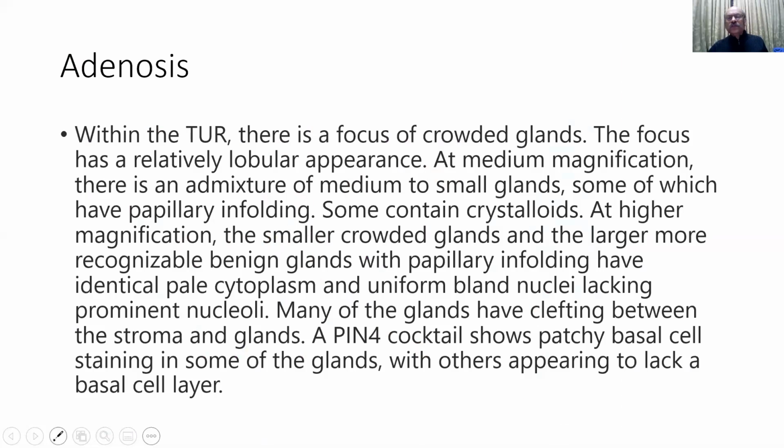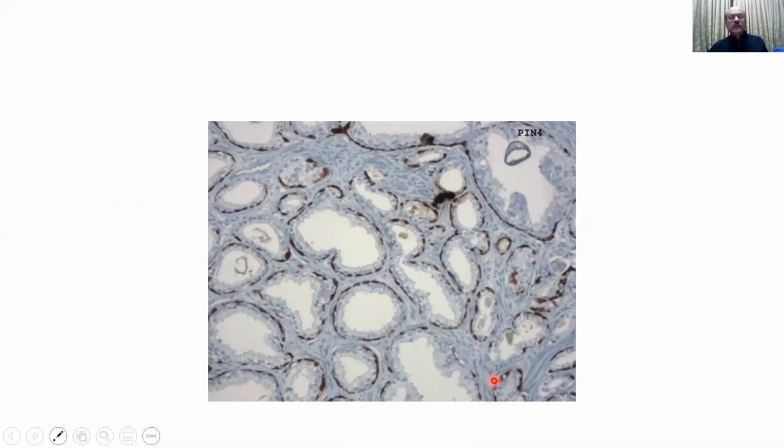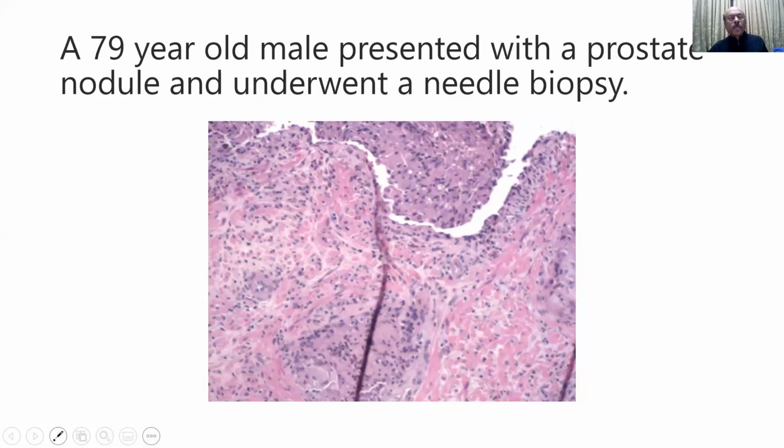And why is it adenosis? You see the basal cell marker. The basal cell marker is positive. So almost all of the glands have positive basal cells surrounding them.